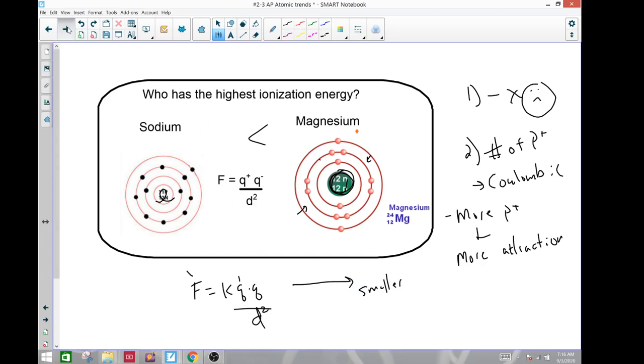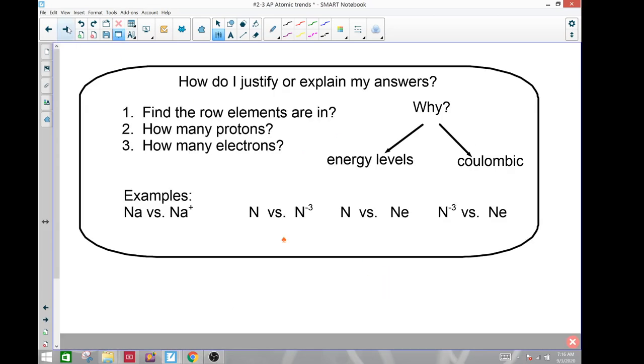Moving along here, how do I justify or explain? We kind of talked about this a little bit. So with ionization energy, these two are probably the most common. You very rarely see this one referenced as far as ionization energy, but there we go. So we'll try it. Pause these, give them a whirl. So sodium versus sodium plus. The sodium plus is isoelectronic with neon once again. So neon. Who's got the larger ionization energy? The neon does. Why?